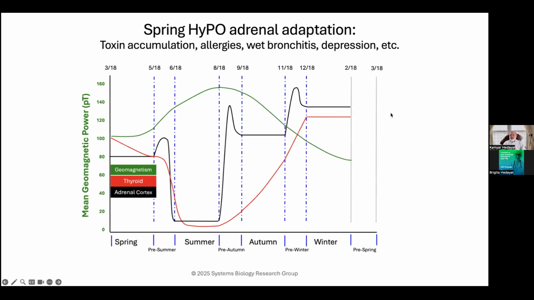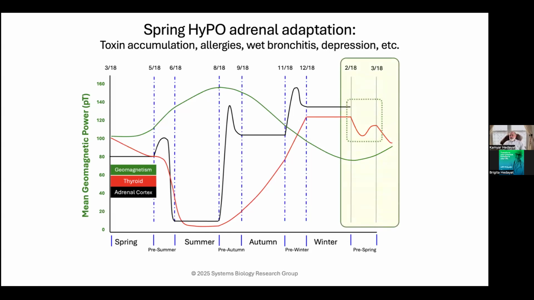So now we're going to pay attention here between these two gray lines. So the geomagnetic activity goes on like it normally does. And so does the thyroid, okay? It has the drop, it has the peak, and then it goes down again, opposite to geomagnetic, which is how it functions the rest of the year. But let's see what happens to the adrenals. Okay, we're going to focus on this green box.